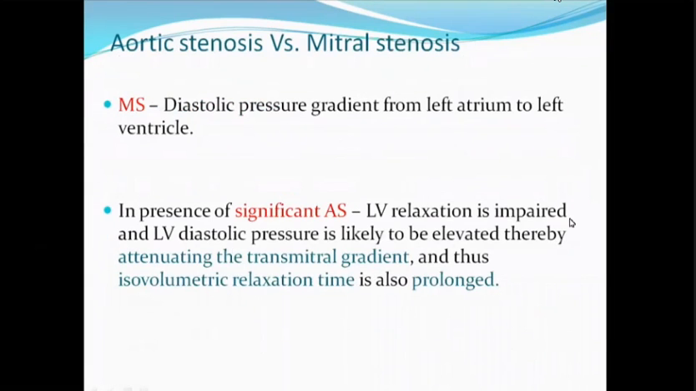First I will discuss aortic stenosis versus mitral stenosis. If a patient presents with a combined lesion of aortic stenosis plus mitral stenosis, how do we decide which valve is prominent? First, mitral stenosis. In mitral stenosis, the basic problem is a diastolic pressure gradient from left atrium to left ventricle. In the presence of significant aortic stenosis with mitral stenosis, LV relaxation is impaired and LV diastolic pressure is likely to be elevated, thereby attenuating the transmitral gradient, and the isovolumetric relaxation time is also prolonged.